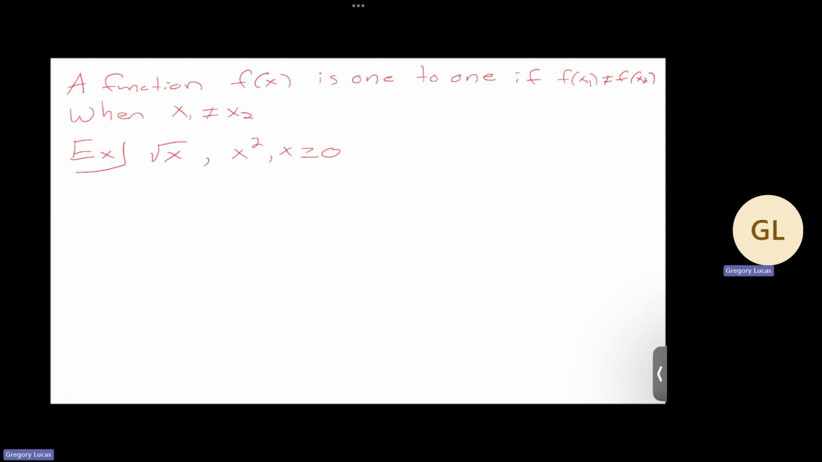And then one last example. Let's say I have the absolute value of x. The absolute value would not be a one-to-one function, but if I restrict the domain to x less than or equal to 0, it's going to be okay because we'll only have negative x values. So really this is the same thing as saying just negative x.